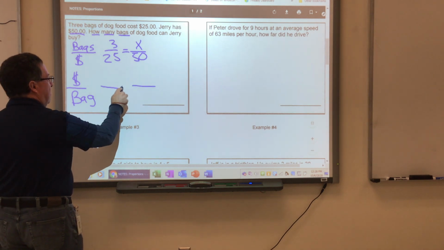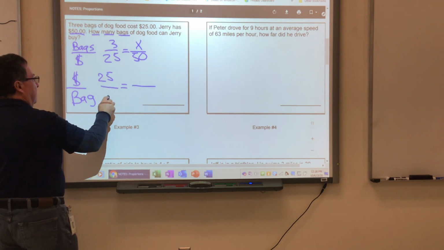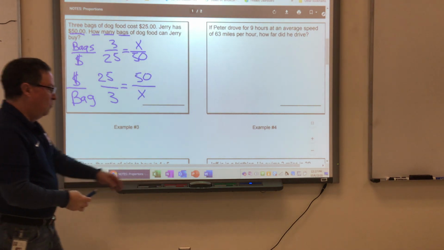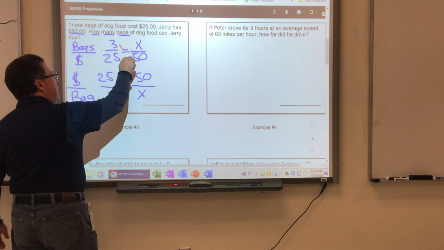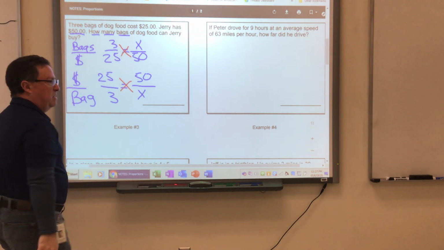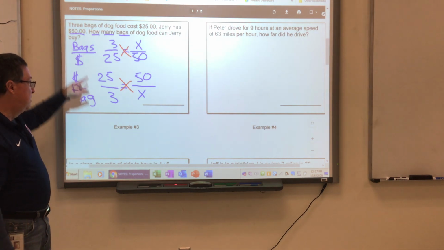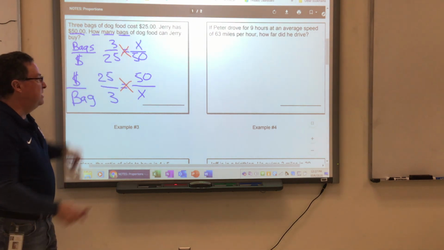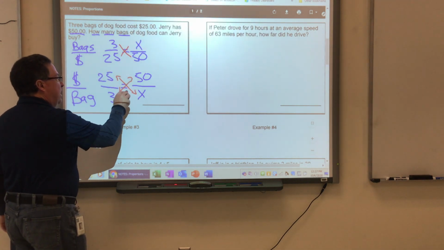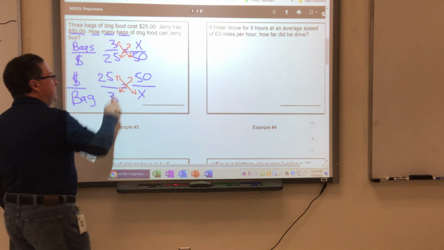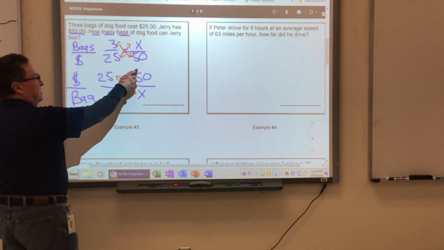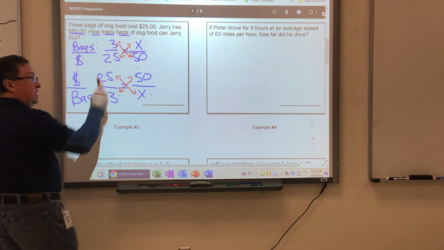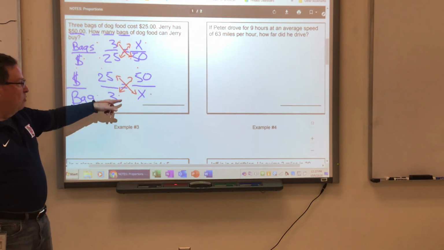Down here, I would also have $25, 3 bags, $50. I don't know how many bags. What I hope you can see is that when you cross multiply, step number 4, let me back up. Step 1, step 2, step 3, step 4 is to cross multiply. As long as you keep your dollars together, and your bags together, you're not going to fail. It's going to work every time.